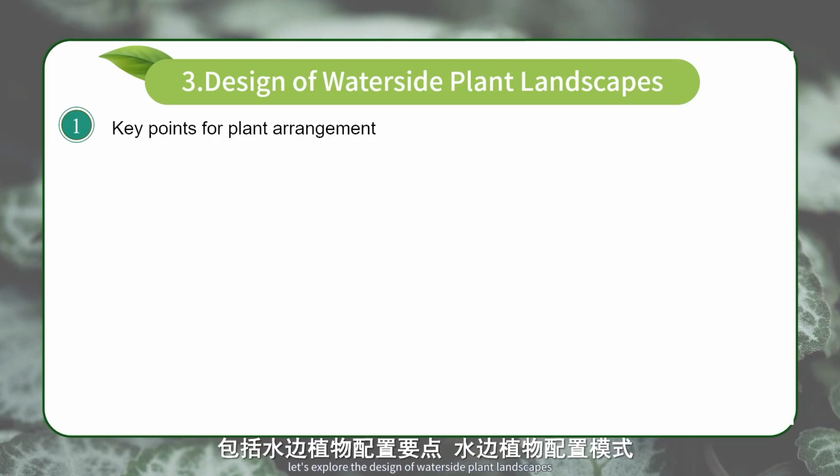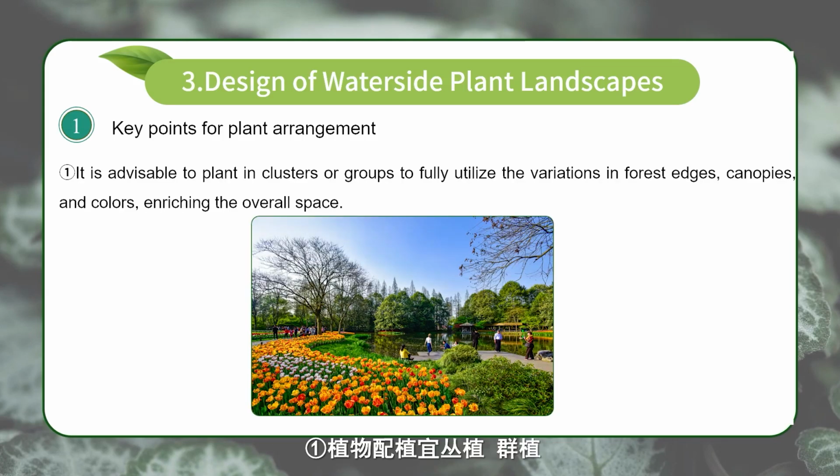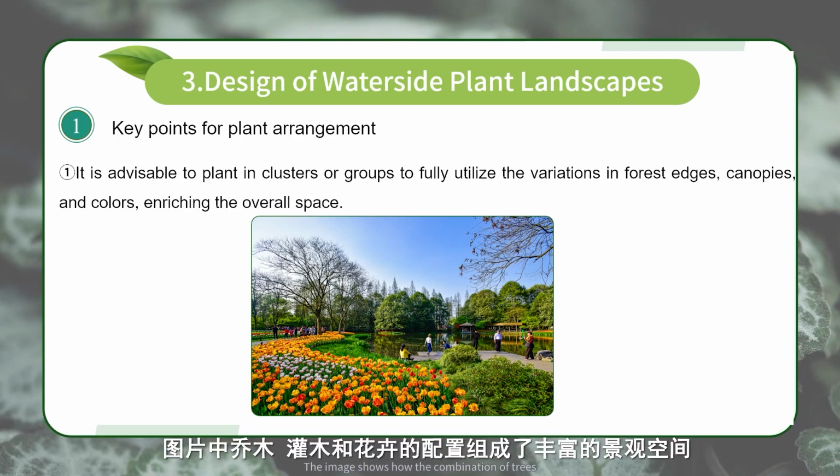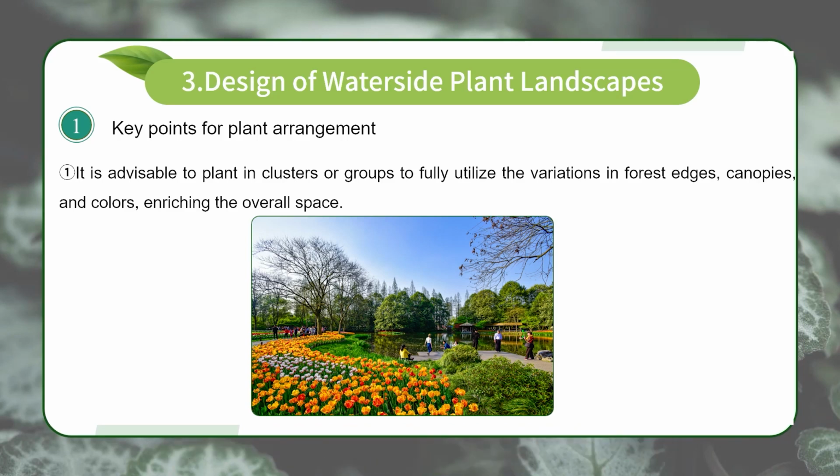Now, let's explore the design of waterside plant landscapes, including key points and patterns for plant arrangement. Here are the key points for waterside plant arrangement. 1. It is advisable to plant in clusters or groups to fully utilize the variations in forms, edges, canopies, and colors, enriching the overall space. The image shows how the combination of trees, shrubs, and flowers creates a diverse landscape space.